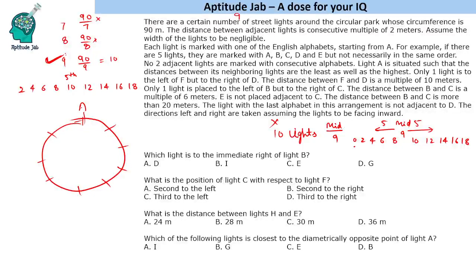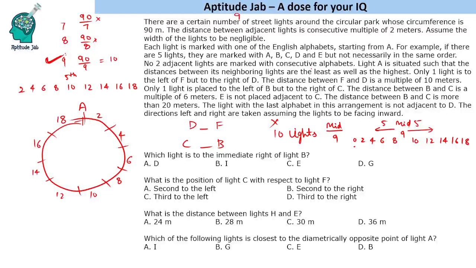Right, so A is placed over here and it is said that 2 and here the maximum is 18, right? So this is between these. Okay, now we will take that condition also. The distance between F and D is a multiple of 10, right? And only one light is to the left of F but to the right of D. So we have D, one light, and then F. Similarly, we have C, one light, and B.